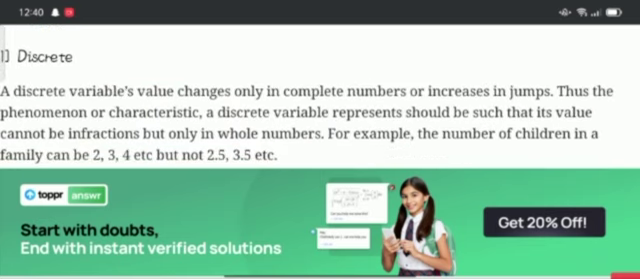Discrete. A discrete variable's value changes only in complete numbers or increases in jumps. A discrete variable represents a characteristic such that its value cannot be in fractions but only in whole numbers. For example, the number of children in a family can be 2, 3, 4, etc., but not 2.5, 3.5, etc.